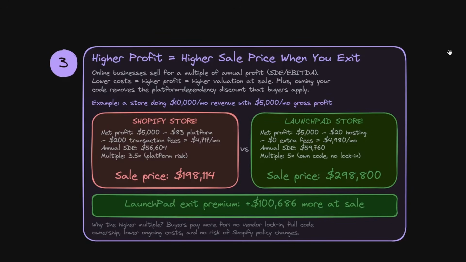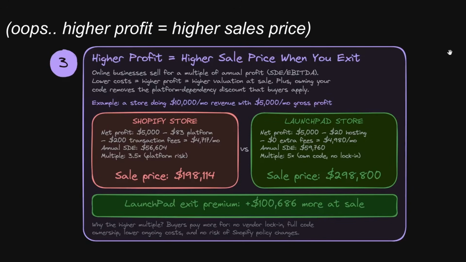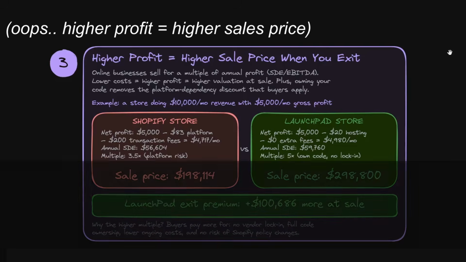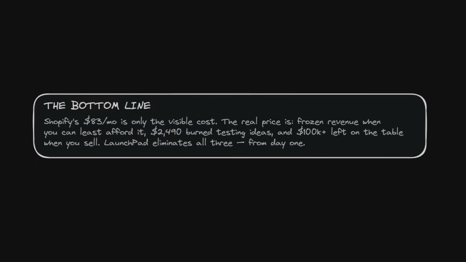The third point I've got here is a higher price equals a higher sale price when you exit. The bottom line here is that Shopify's $83 a month is only the visible cost. The real price is frozen revenue when you can least afford it, $2,490 burned testing ideas, and $100,000 left on the table when you sell. So the LaunchPad, using your own code, your own stack, eliminates all of these issues from day one.